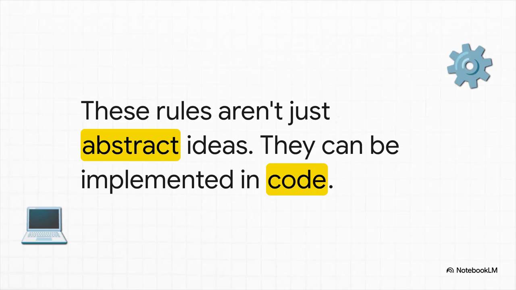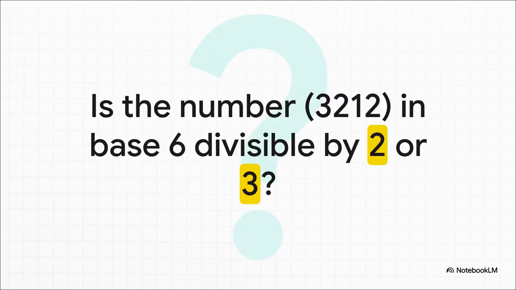It's amazing. Now, this isn't just a cool party trick for math nerds. These universal rules have really practical applications, especially in the world of computer science and programming. So the paper gives us a great little example. Let's take the number 3212, but let's say it's written in base 6. How could we possibly know if it's divisible by 2 or 3?